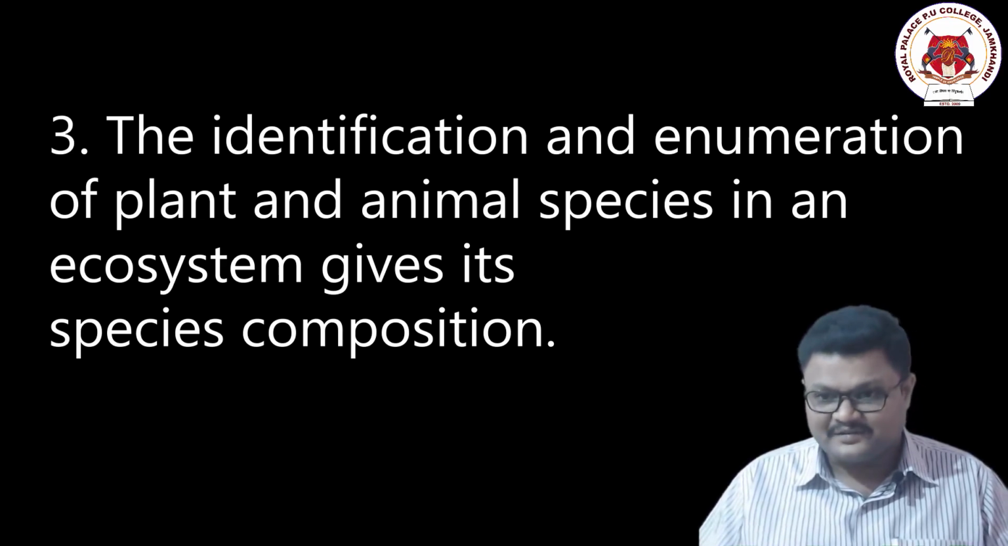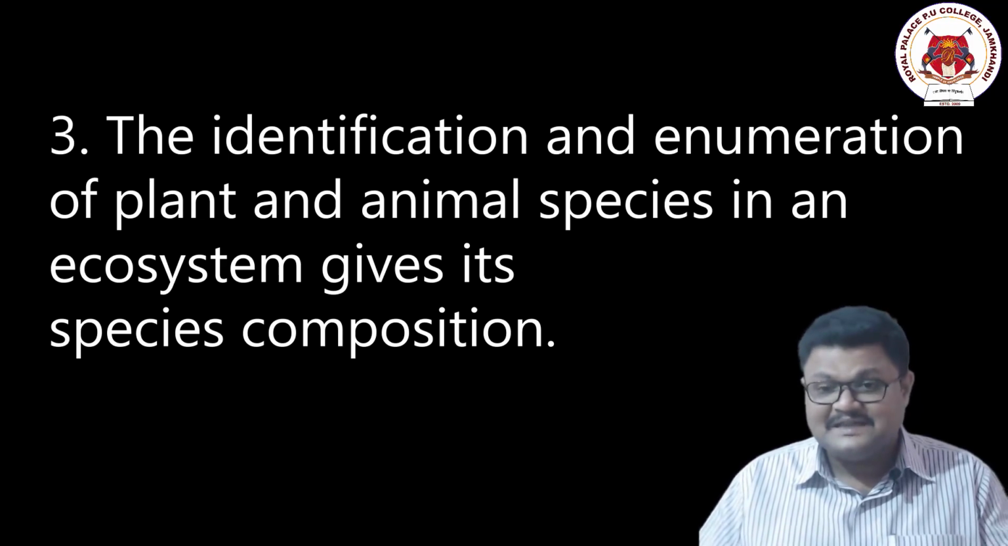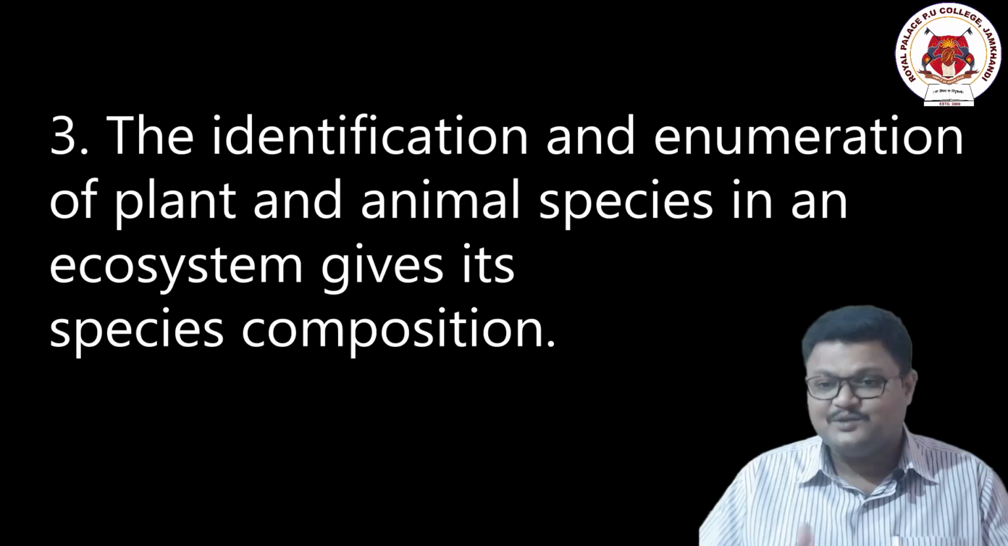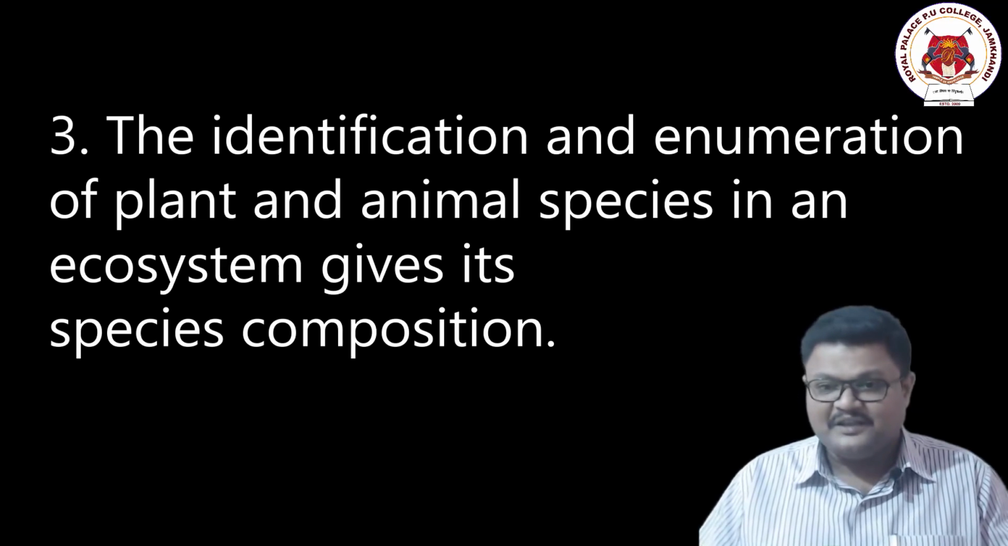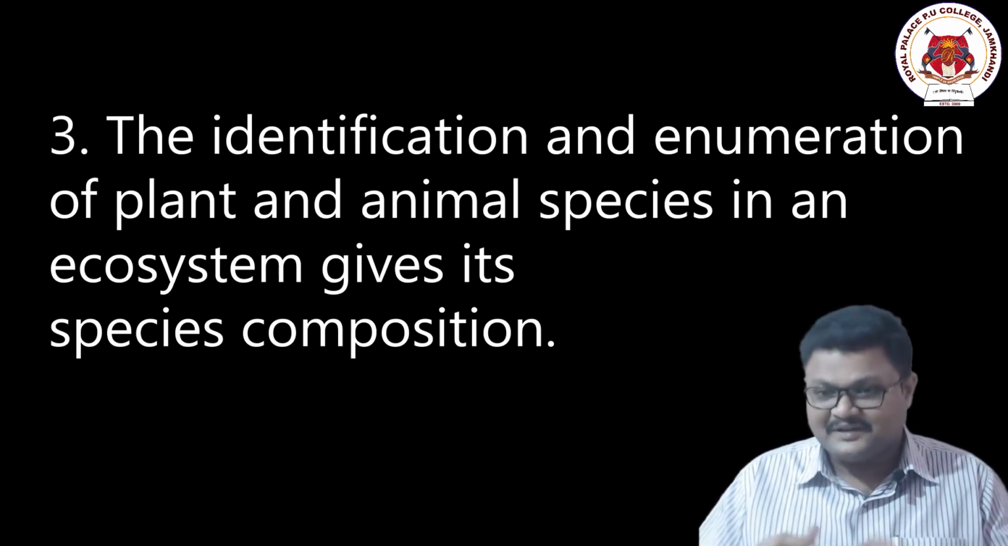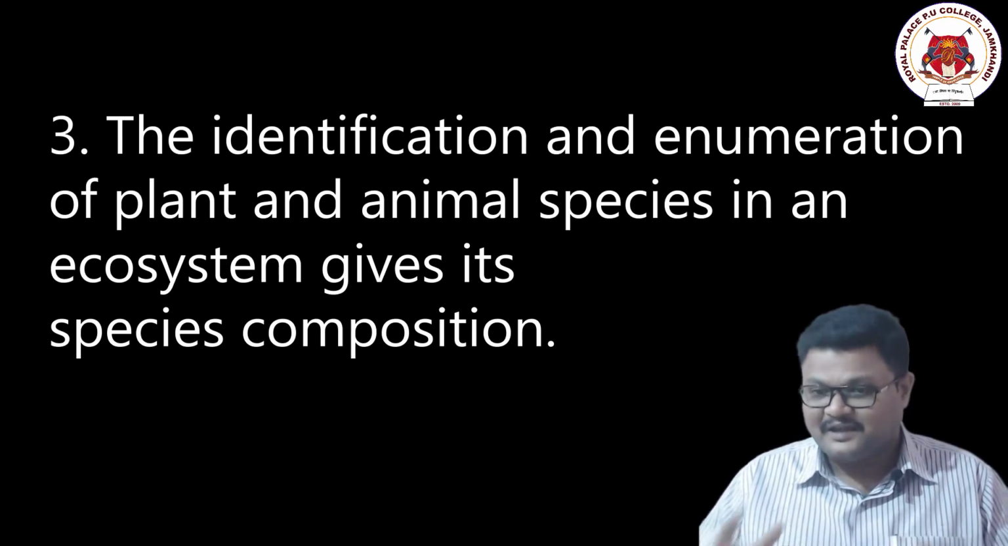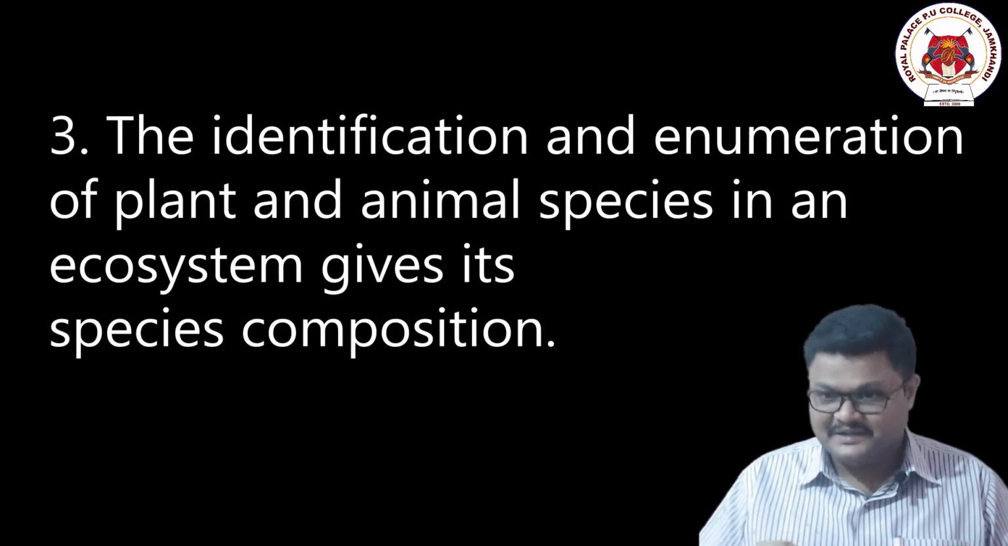How will you decide this? You'll be deciding only when you understand how many organisms are there. You cannot say that there are simply organisms. You should be saying how many of these type of organisms, how many of those type of organisms, how many smaller organisms, how many larger organisms, how many herbivorous organisms, and how many carnivorous organisms. When you calculate these numbers of organisms, then only you'll get an idea about the species composition of that ecosystem.